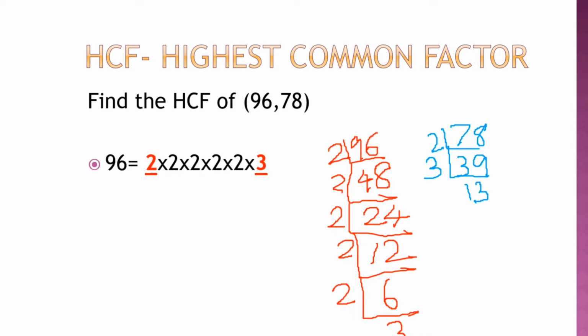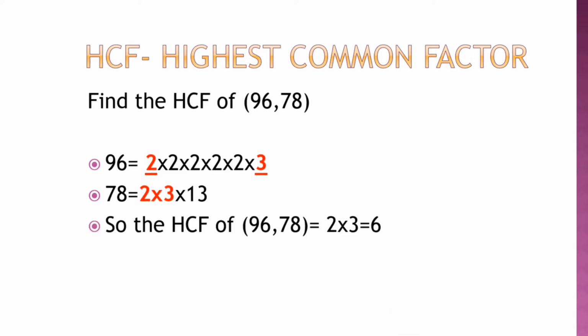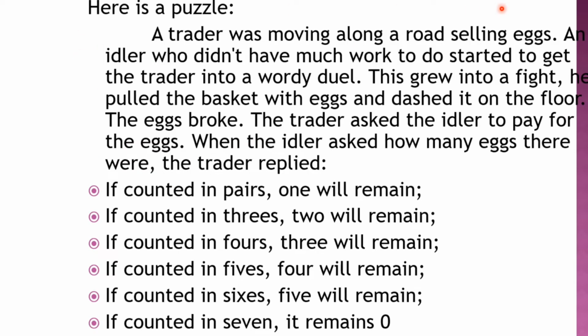After calculating this, we find out that for 96, these are the factors. For 78, these are the factors. So now we can see what the HCF of 96 and 78 is. The factors need to be common to both. 2 is common, one 2 is 2, and 3 is common in 96 and 78. So the HCF of 96 and 78 is 6. I took this example so that it helps you to understand easily.